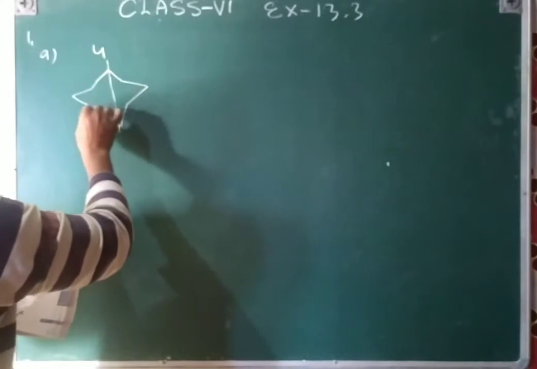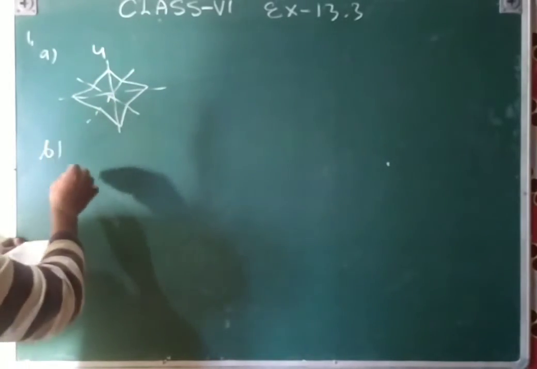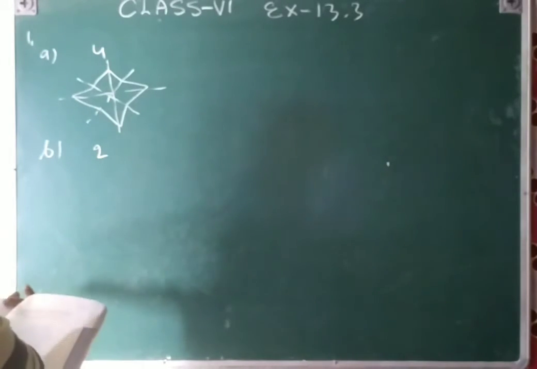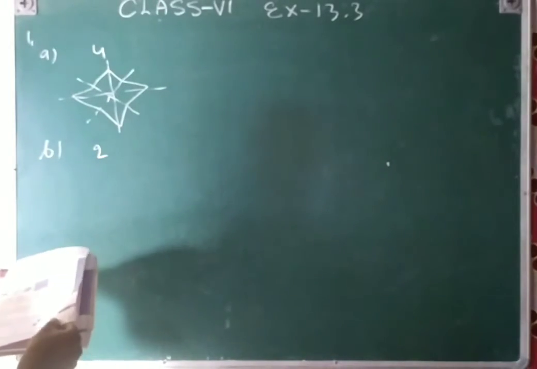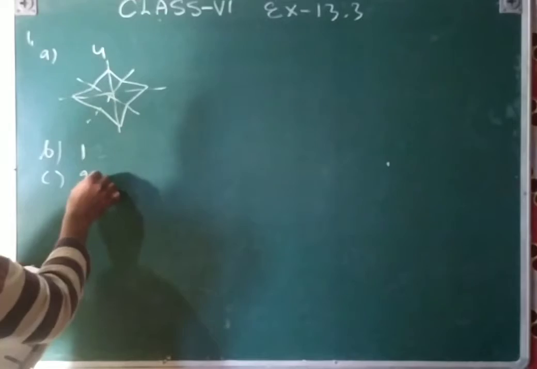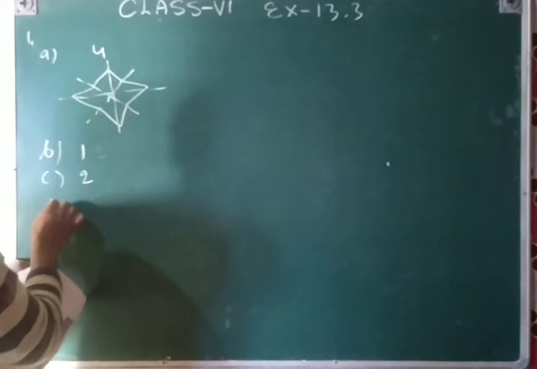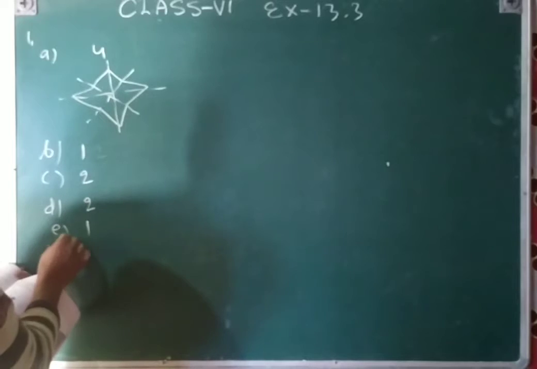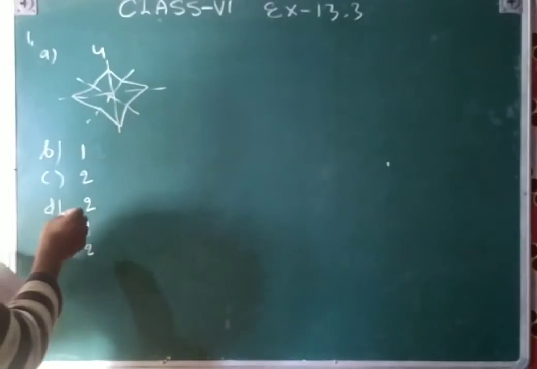So that is 1, 2, 3, 4. For B part there will be only 2. And then, where is C part? B part only has 1, and then C part has 2. You can draw the diagram and write the symmetry lines. And then D has 2, E has only 1, and F has only 2 lines of symmetry.